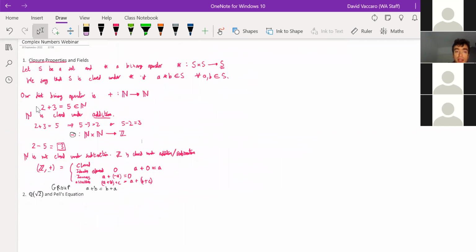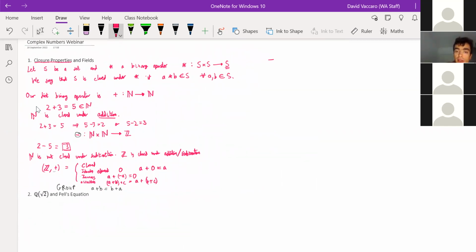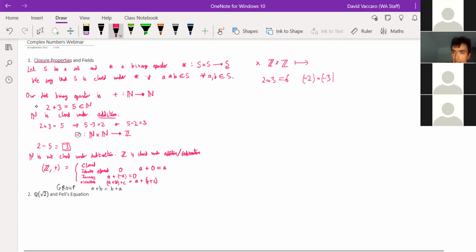So let's think about this. Is this closed? If I endow pairs of integers with multiplication, does that always give me an integer? Well, yeah, if I multiply 2 positive integers together, I get a positive integer. If I multiply 2 negative integers together, I get a positive integer. If I multiply a positive and a negative, I get a negative integer, but I'll always get an integer.